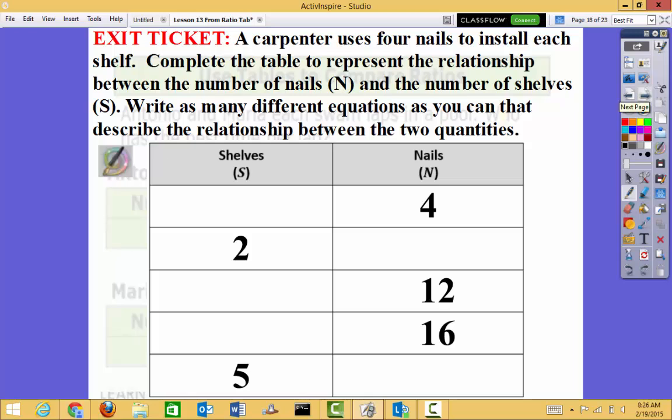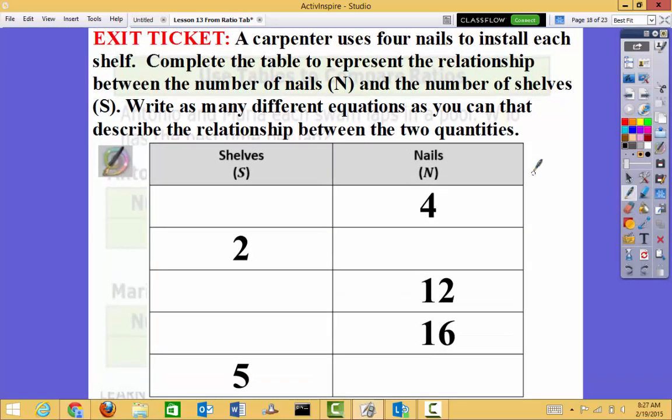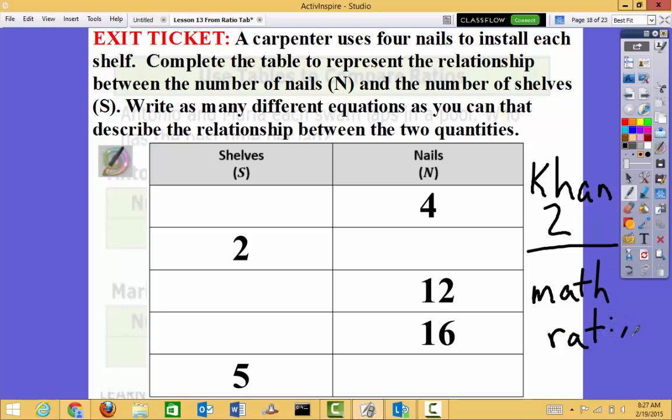Alright, this is your exit ticket. I'm going to have you complete it on Socrative and turn in a piece of paper that has your exit ticket on it as well. Alright, when you're done, what you're going to do is go to Khan Academy. You're going to do 2 lessons. Then you may do math games or Ratio Rumble after you've done 2 Khan Academy lessons. Alright, good luck.